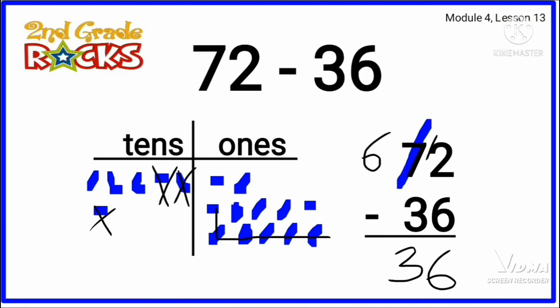Let's take another example. 72 minus 36. I cannot remove 6 from 2. So I have to decompose a 10. So I now have 12 ones. If I remove 6 ones from 12 ones, I'll be left with 6 ones. If I remove 3 tens from 6 tens, I have 3 tens left. So my answer is 36. Do you see? 36 plus 36 is 72.